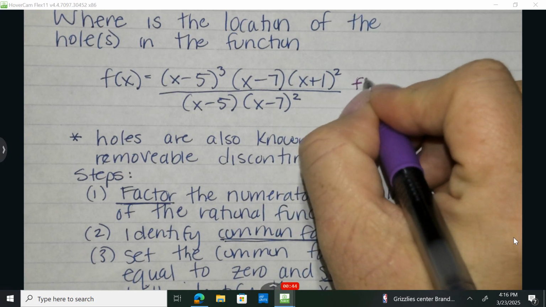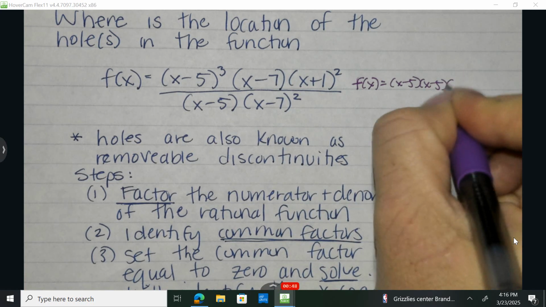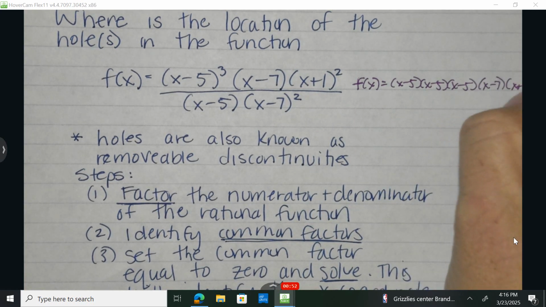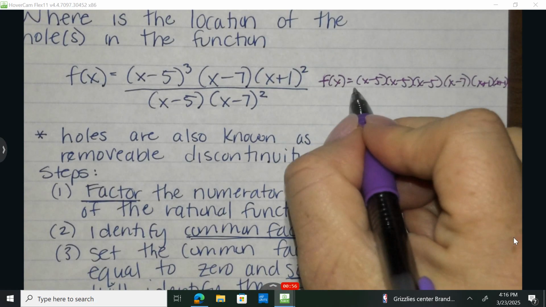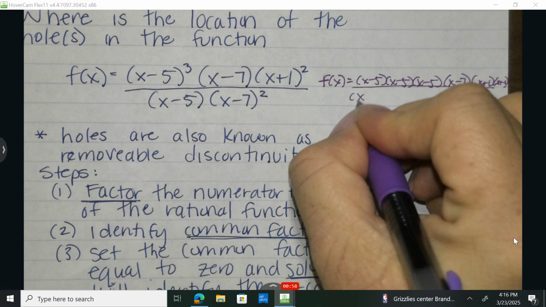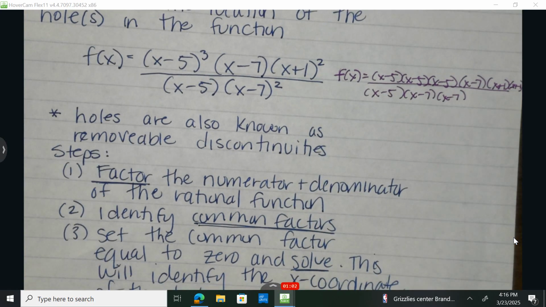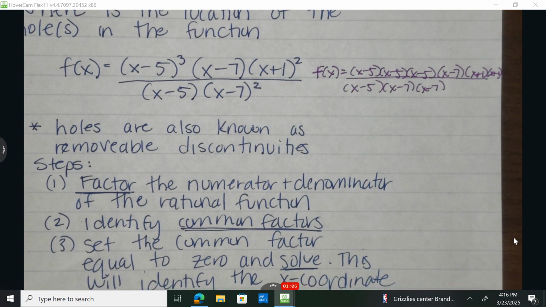So I'm going to write f of x equals x minus 5 three times, and x minus 7, x plus 1 twice. And I know there's not much room here, so I'll move this off to the side for you to see. So I've factored the function, it's done for me, and I've expanded it out, and now I'm going to look for common factors.